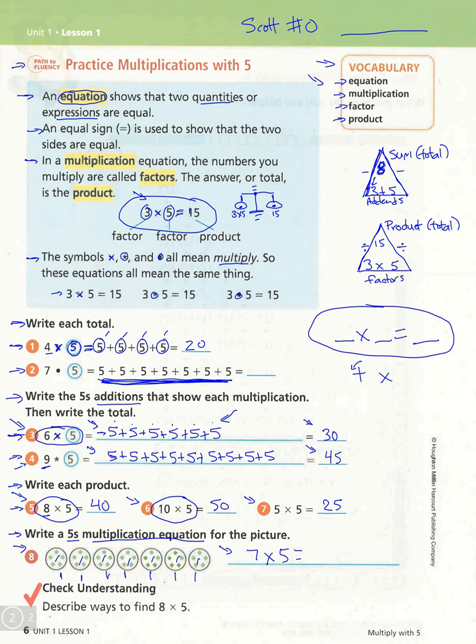And what does that equal? So let's count. 5, 10, 15, 20, 25, 30, 35. Stop! And that equals 35. All right. That's the end of lesson 1.